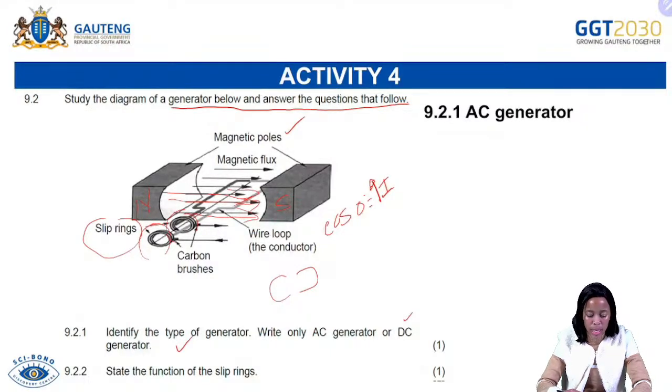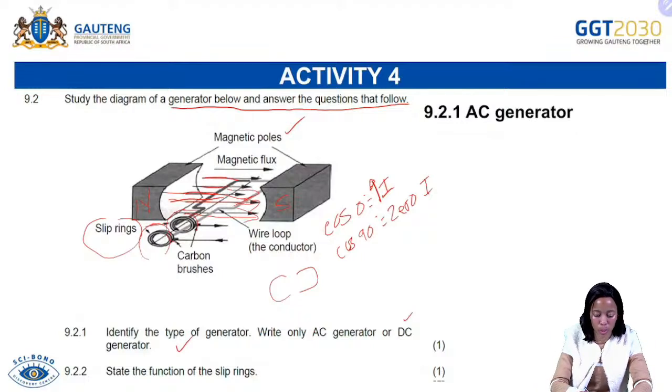And if the magnetic field lines and the coil are at a 90-degree angle to each other, we are going to have cos 90 degrees. And when we have cos of 90 degrees, we are not going to be producing any current, or we can say that we are producing zero current.